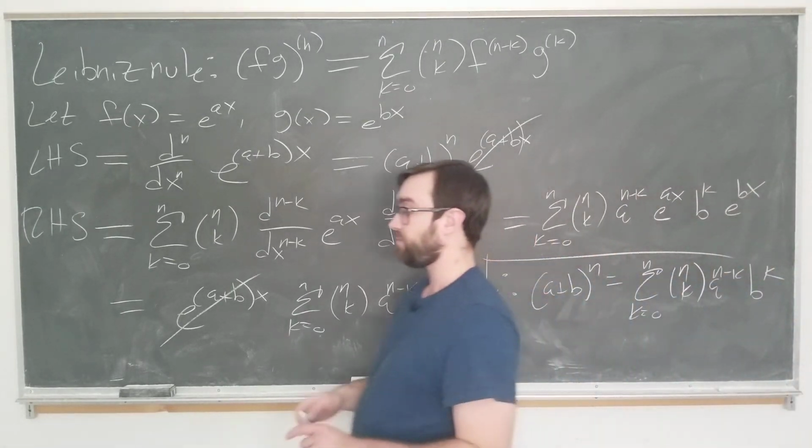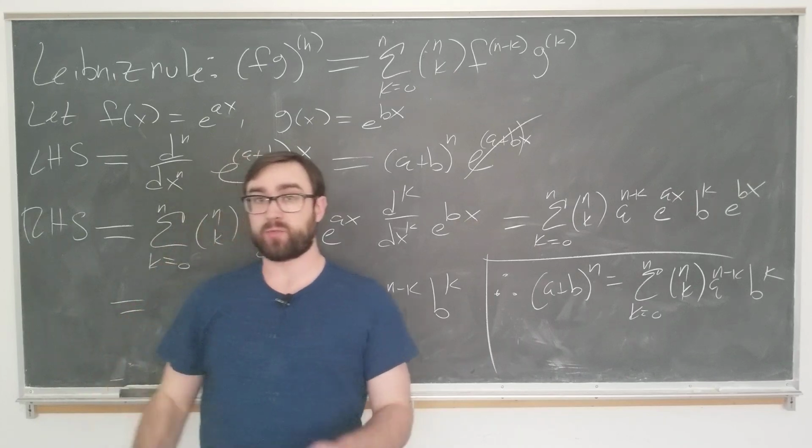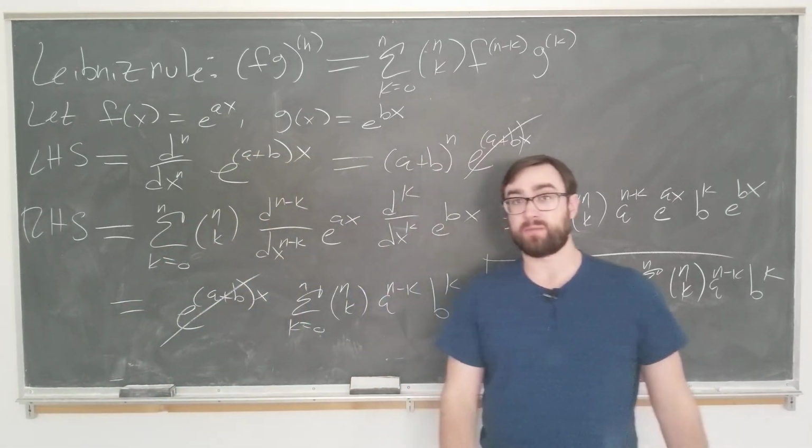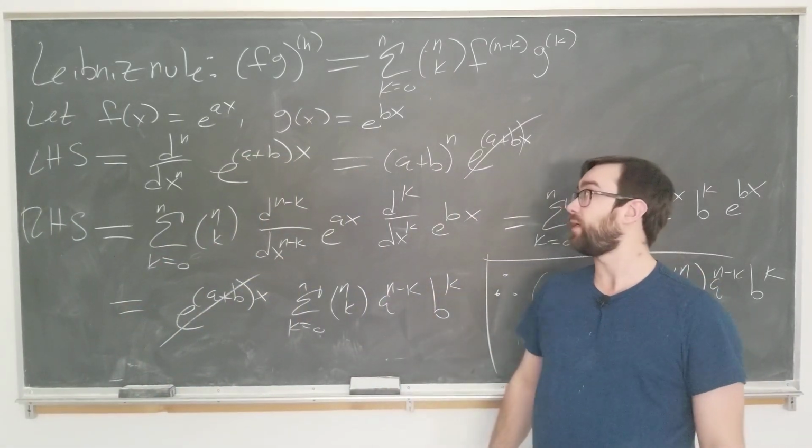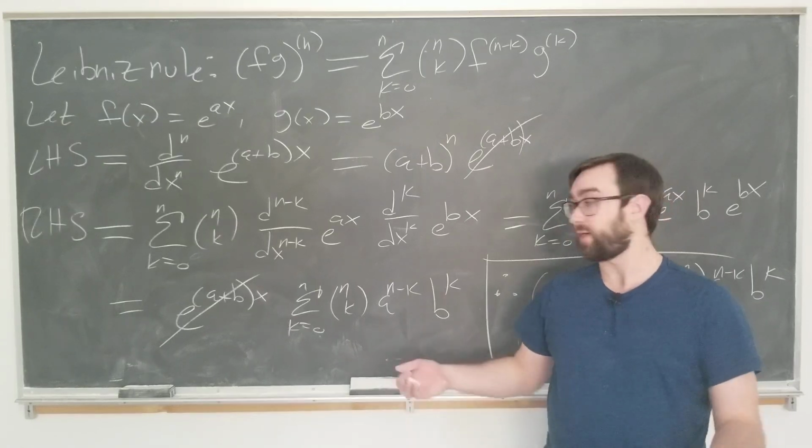Okay, now we have that done. Let's work in the other direction. Let's assume that the binomial theorem is true and show that the Leibniz rule follows from it.